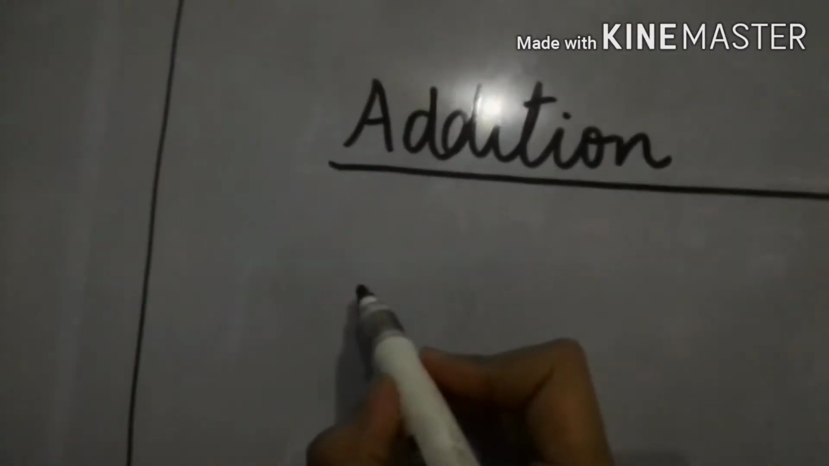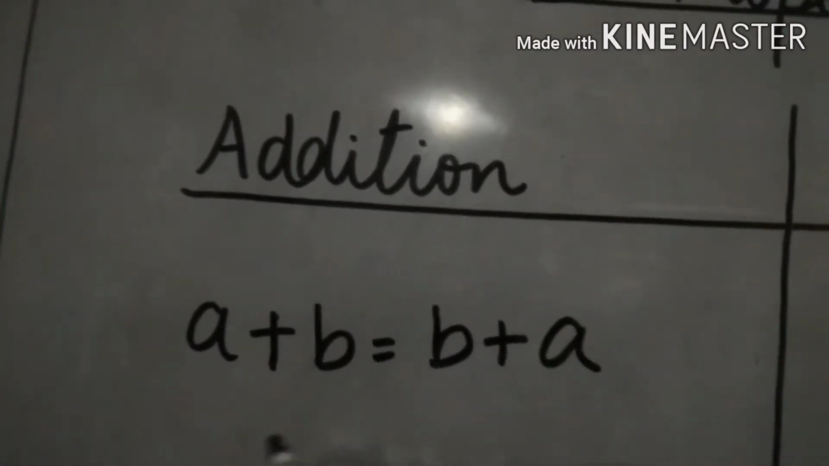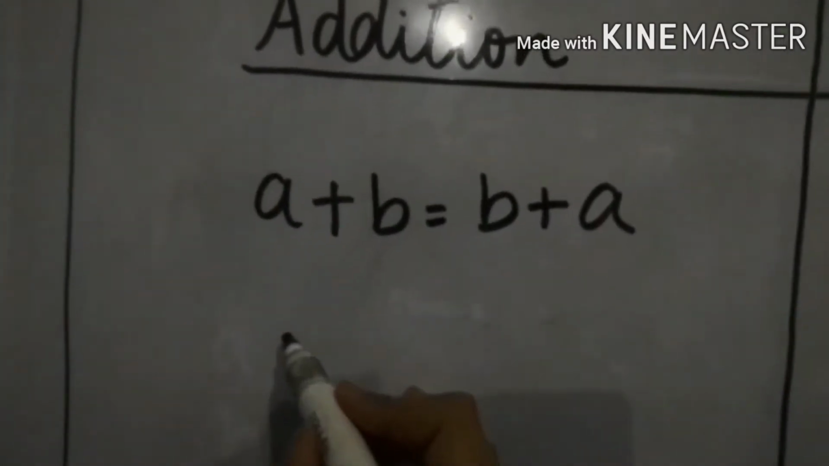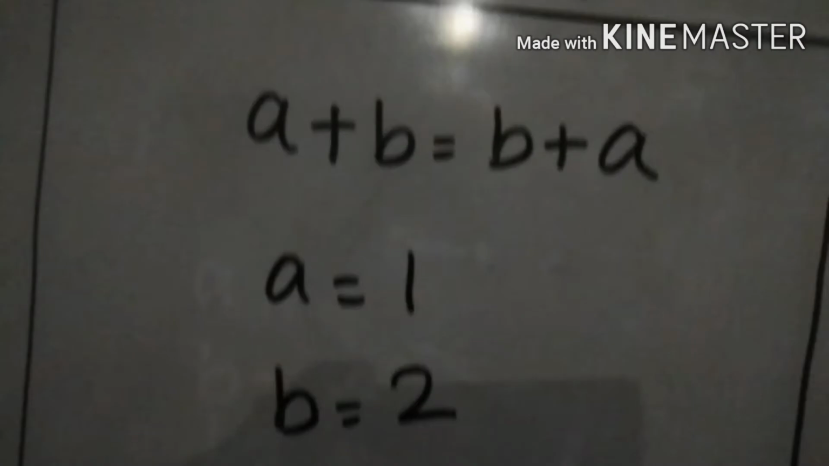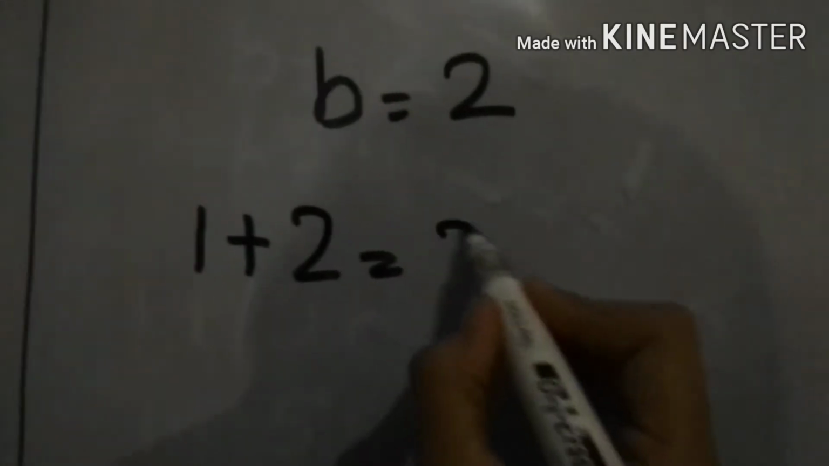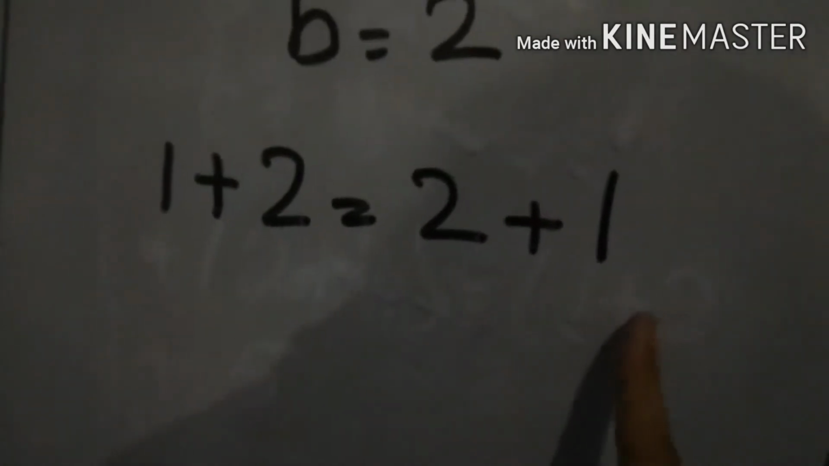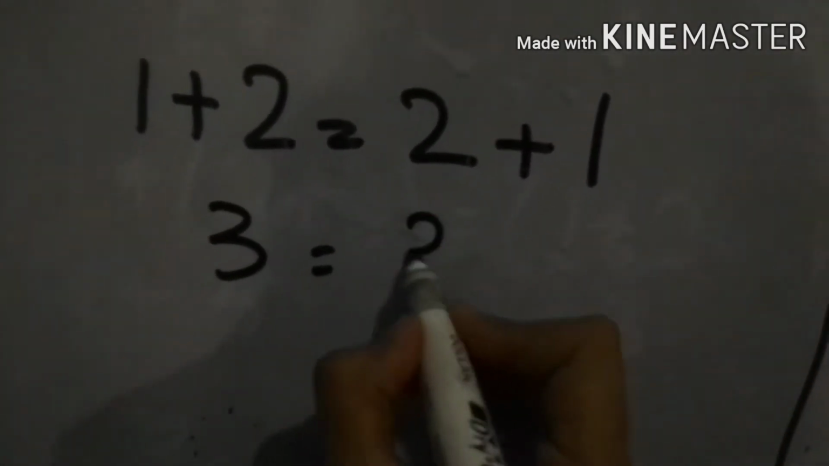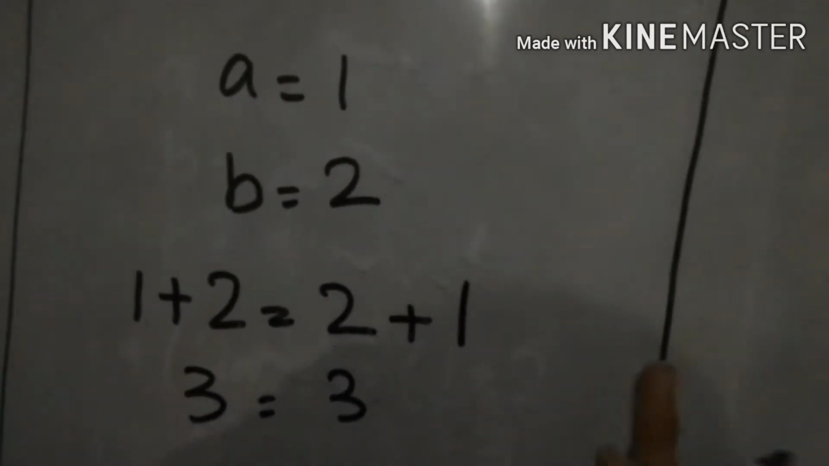For example, if I add A into B or B into A, the answer will always be the same. If I take A as 1 and B as 2, then 1 plus 2 or 2 plus 1. Whether I add 1 into 2 or 2 into 1, the answer will be 3. Both answers are the same. This is known as the commutative property of addition.